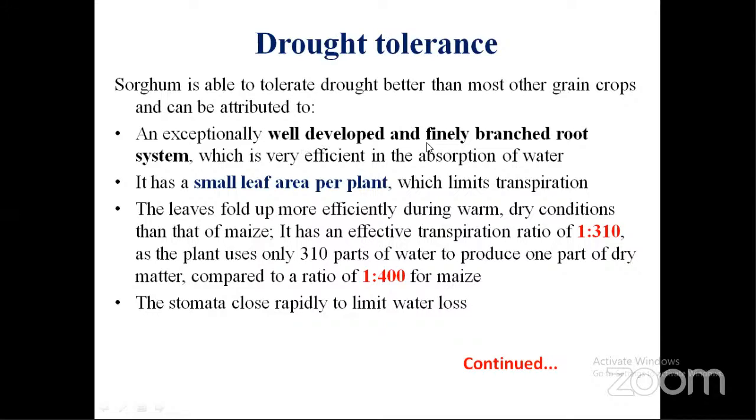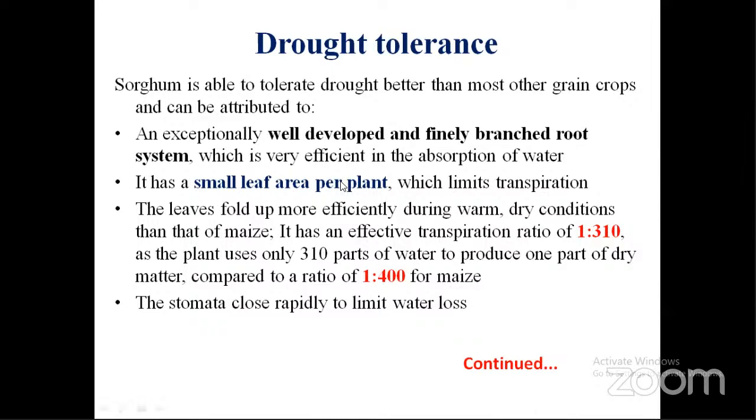First one, it has a very well developed and finely branched root system. If the root system is strong, it is just like a base. If the basement is strong, automatically the house will be strong. It is like that. If it has a strong root system, then the plant will be strong. The main advantage of the strong root system is that it is efficient in absorption of water. Even if soil moisture is less, it goes to deeper layers of soil and absorbs the water.